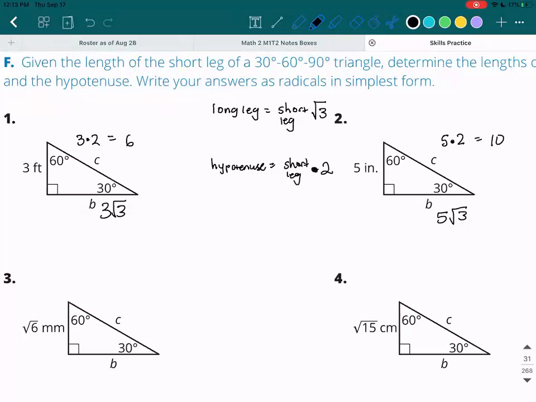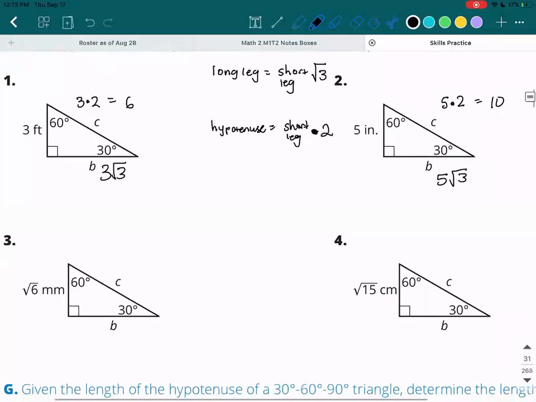Okay, let's do 3 and 4 now. So it's the same process, okay? Let's do the long leg first. Long leg is short leg times radical 3. In this case, we gotta simplify it. We have 2 things under a radical, so we got 6 times 3 here. 6 times 3 is 18.